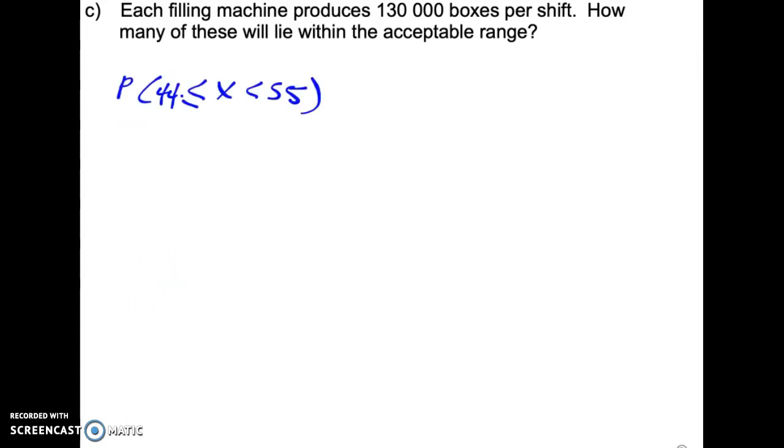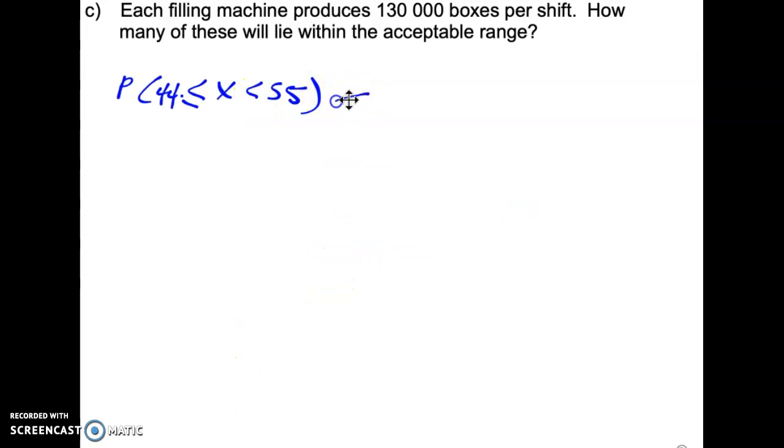Back in the question, it said that they would reject boxes that had fewer than 44. So we need 44 and above for it to be accepted. That's why I did greater than or equal to 44. And they will also reject any box that has more than 55 or equal to 55. So that's why we had a strictly less than.